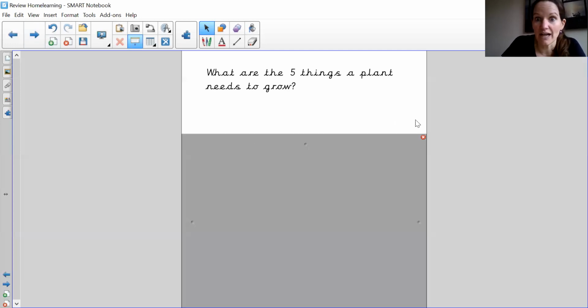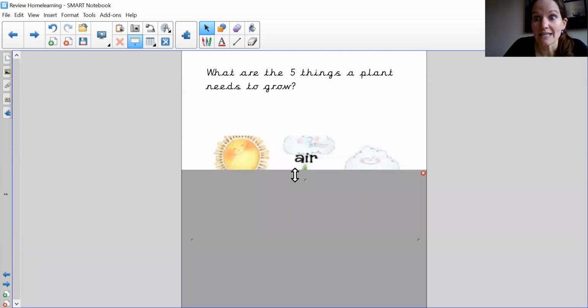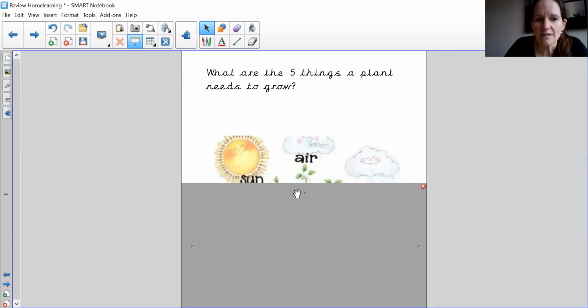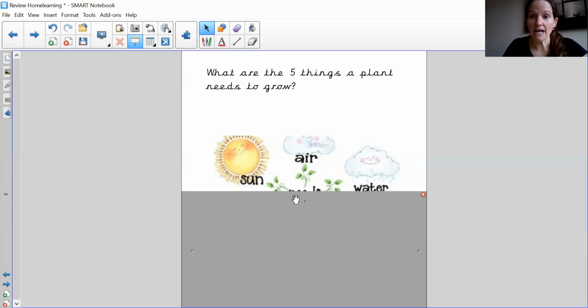So the first thing we're going to look at: who remembers what are the 5 things a plant needs to grow? We learned about that at the beginning when we were talking about planting our beanstalk. So what are those 5 things? Can you remember? Did you get them all? So let's have a look. Did you remember that it needs air? So it can't be hidden away in a cupboard. It needs to be out in the air. It needs sun. The sunlight is what gives the plant the energy. So we have the leaves that use the energy from the sun to make food, to make energy.